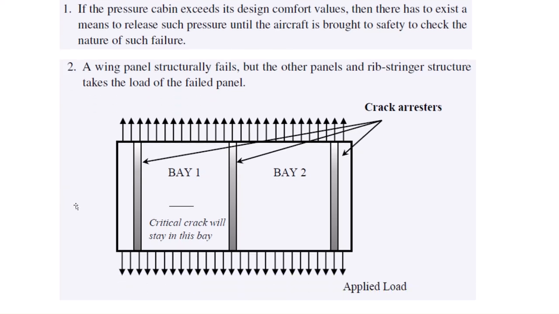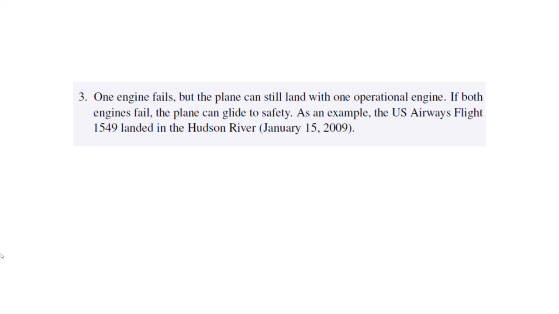Let's suppose they've got 2 bays. This bay has a crack in it. Well, if this does have a crack, I want to create this load path. So if I lost this panel because of this crack, it can no longer hold the load, but can these 2 crack arresters hold enough load to make my plane land? And so I can repair this later. So these are the different things that you have to keep in mind when we're designing planes.